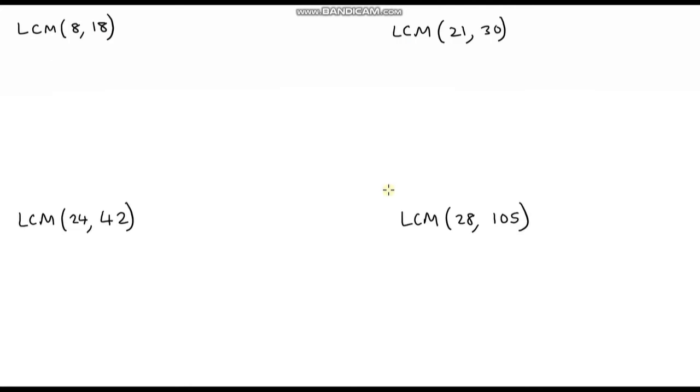Okay, so now I've done a few examples. I'd like you to have a go. So pause the video and see if you can work out the lowest common multiple of these pairs of numbers here.